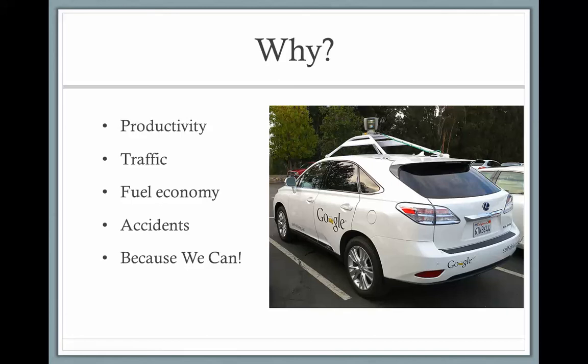Fuel efficiency: since the computers can tell that in a mile there's going to be a stoplight, you might not hit the gas because you're going to have to come to a stop fairly soon, and the computers can do that more efficiently than people can. They can also pick the most efficient route and shortcuts as well. And the biggest thing is to reduce human error, and computers can do that. And because we can.